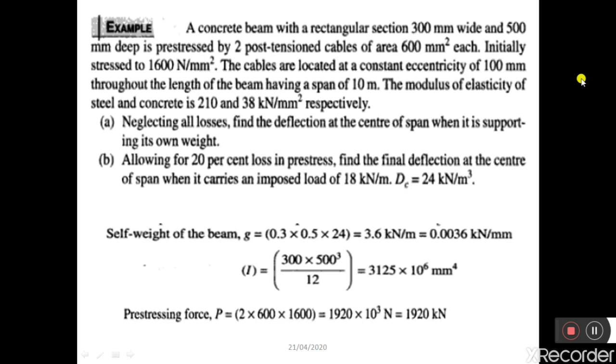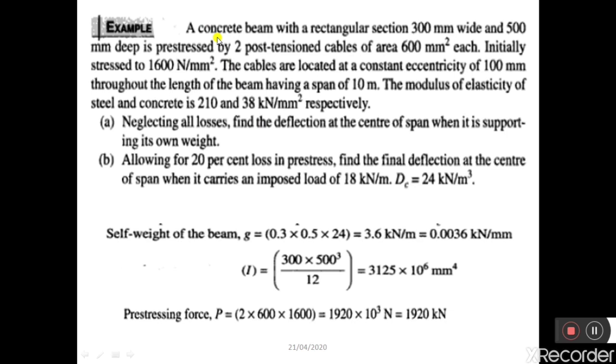Condition A: neglecting all the losses, find the deflection at the center of span when it is supporting its own weight. Condition B: allowing for 20% loss in prestress, find the final deflection at the center of span when it carries an imposed load of 18 kN per meter, and DC is equal to 24 kN per meter cube. Here DC is nothing but the density of concrete, 24 kN per meter cube.